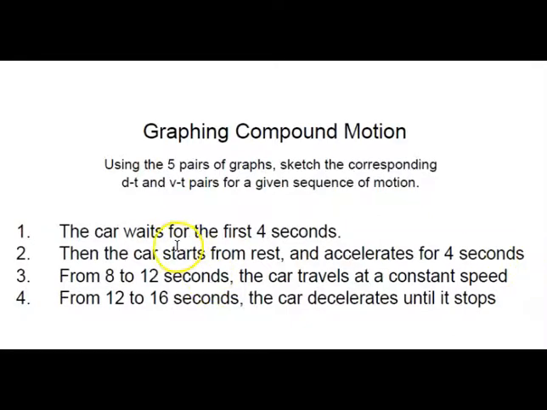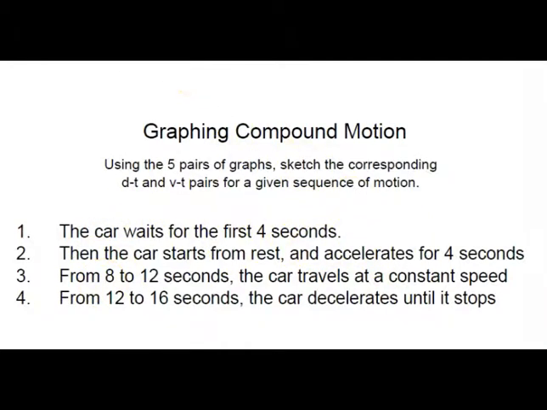The car waits for the first 4 seconds. Then the car starts from rest and accelerates for 4 seconds. Then, in step 3, from 8 to 12 seconds the car travels at a constant speed, and from 12 to 16 seconds the car decelerates until it stops. We're going to draw a distance time and velocity time graph pair for each of the 4 behaviors.